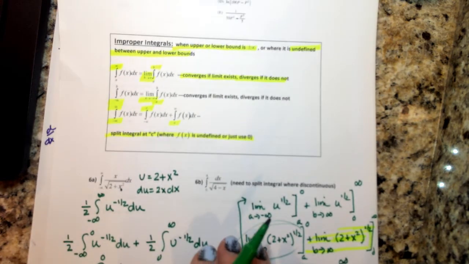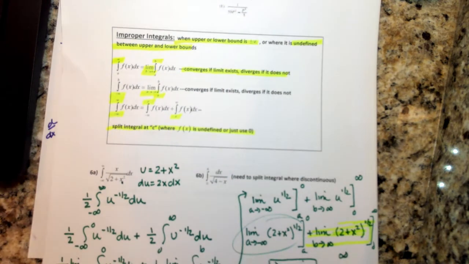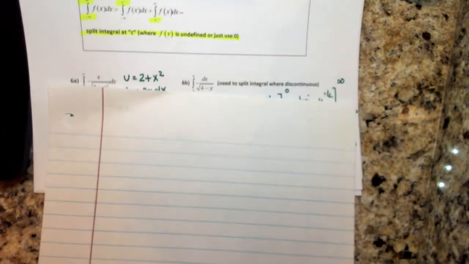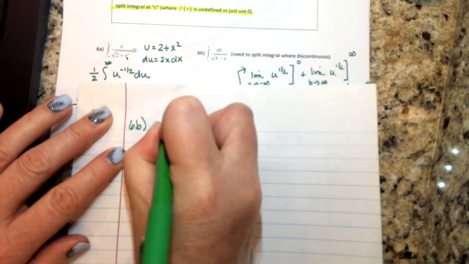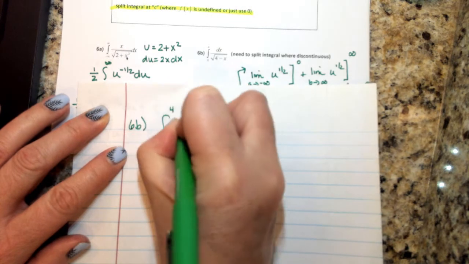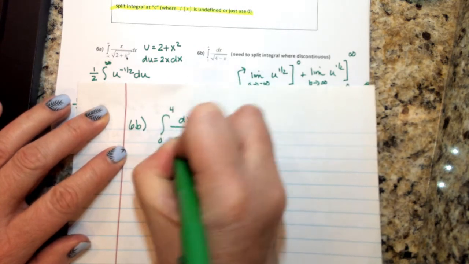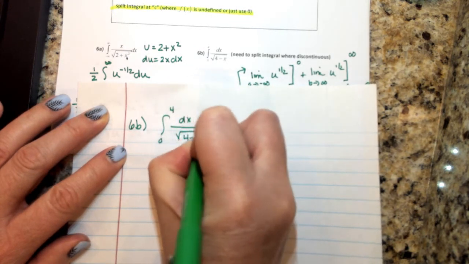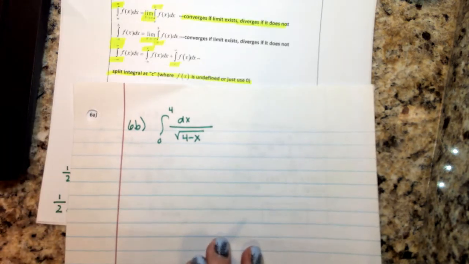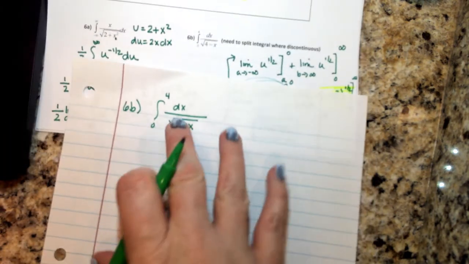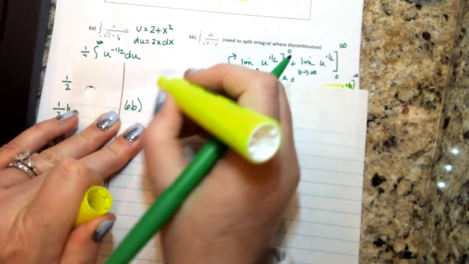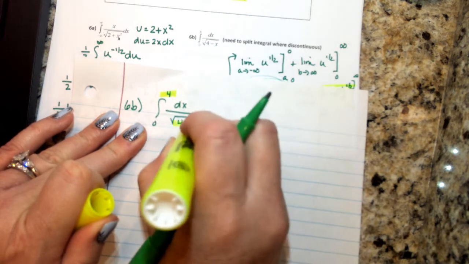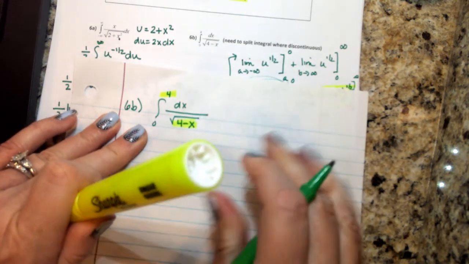Now let's take a look. I'm just going to get out a separate sheet of paper here, since I used up, let's take 6b. So 6b, I've got my integral from 0 to 4 dx of the square root of 4 minus x. Now, what makes this an improper integral is, if you notice, your upper bound of 4. 4 is where this is going to be undefined.